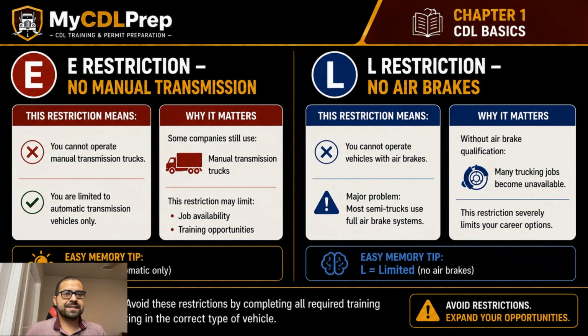The E restriction, no manual transmission. This restriction means you cannot operate manual transmission trucks. You are limited to automatic transmission vehicles only. Why it matters: some companies still use manual transmission trucks. This restriction may limit job availability and training opportunities. Easy memory tip: E equals easy, automatic only.